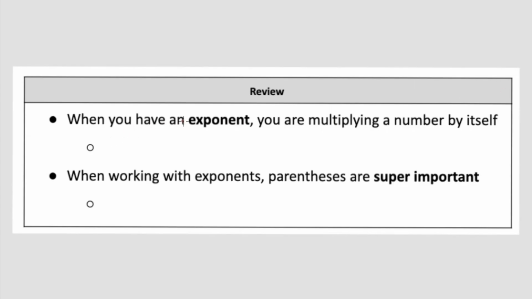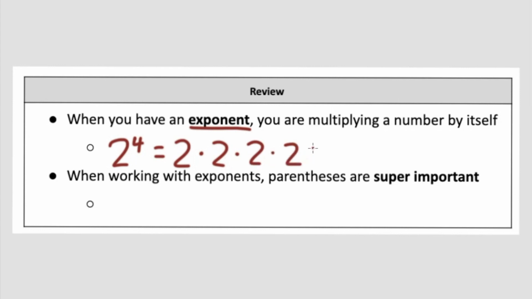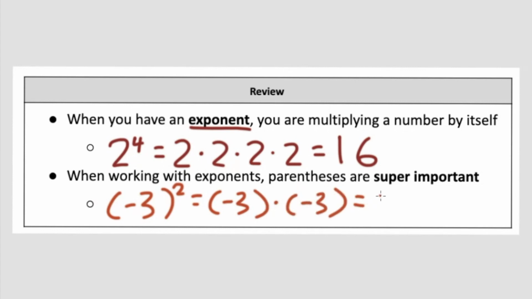Cool. So let's review. First, when you have an exponent, you are multiplying a number by itself. So for example, if we have 2 to the power of 4, that's 2 times 2 times 2 times 2. 2 multiplied by itself 4 times, which gets 16. Finally, when working with exponents, parentheses are super important. When in doubt, just use the parentheses. For example, if you have minus 3, parentheses to the power of 2, you get minus 3 times minus 3, which is equal to 9.